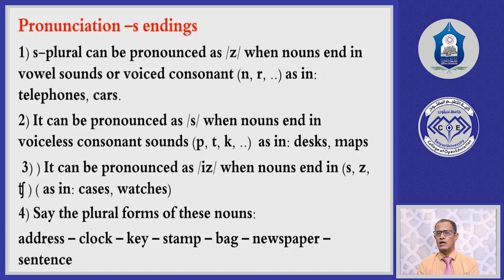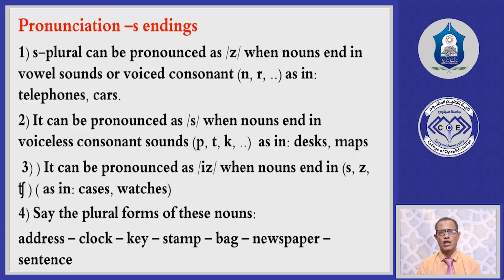Okay, it can be pronounced as sa when the noun ends in voiceless consonant sounds. Which are those voiceless consonant sounds? For example, pa, ta, ka, fa. So these are voiceless consonant sounds. So if there is an s at the end of nouns that end in these voiceless consonants, it is pronounced as sa. For example, map. خريطة, map. Map is singular. If we add s to this one as plural, it will be maps.